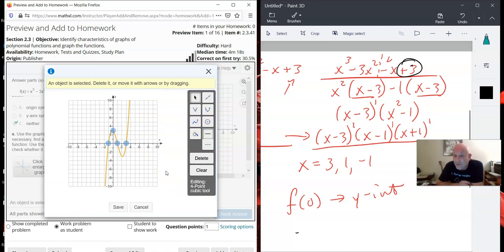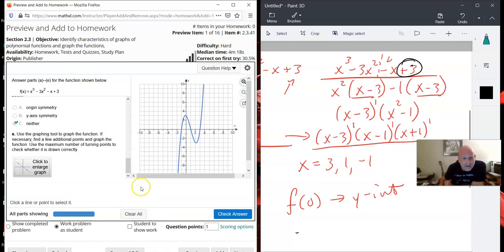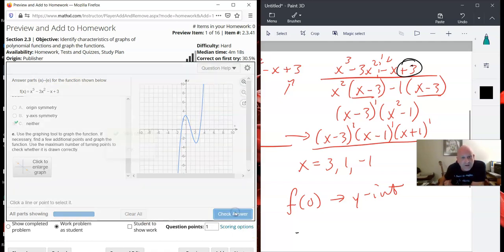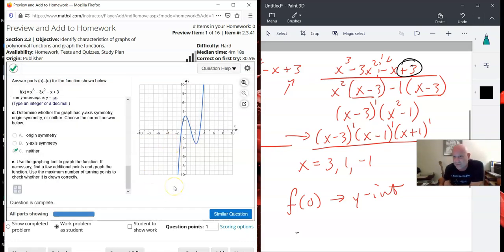Notice we actually needed at least one in-between point to graph this. It turned out to be our y-intercept, and the y-intercept is usually a really easy point to find because all you have to do is plug in 0 for x. So typically that's the point that you use for your extra point. So let's see what we got here. Let's save that, and now we'll check our answer. Hey, it worked.